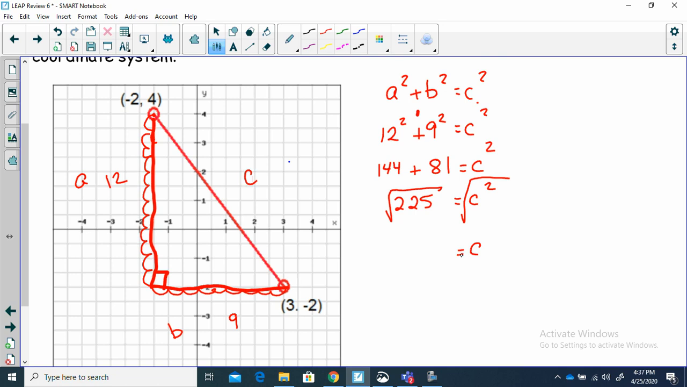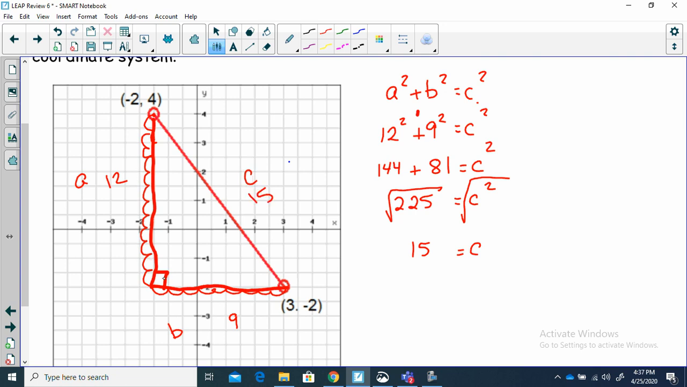In your calculator, if you have a TI-30X IIS, you would put in second function square root, 225, equals, and you would get 15. So in place of the square root of 225, I would put 15. I've substituted 15 for the square root of 225. This tells me that this side length here is 15.